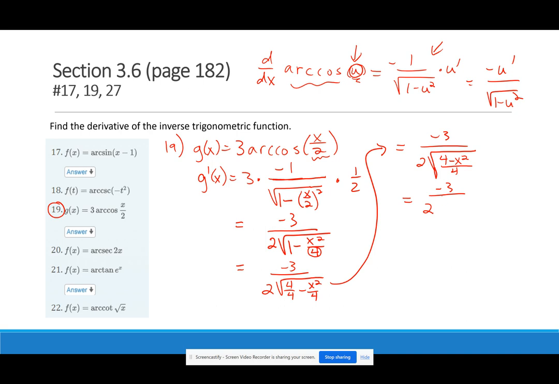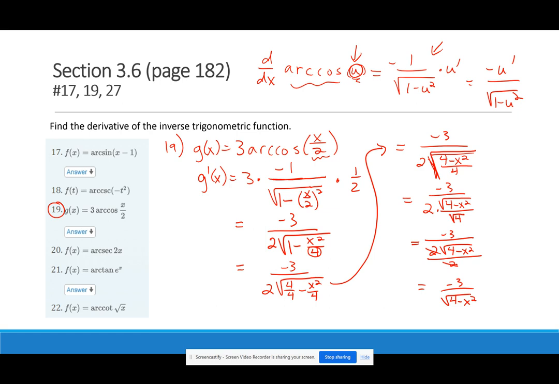Okay, so then I could clean it up a little bit, because that radical with that underneath it could be separated into the square root of 4 minus x squared over the square root of 4. Okay, and the square root of 4 I could do, it would be 2. And so those 2's could cancel out, and I'd have negative 3 over the square root of 4 minus x squared.